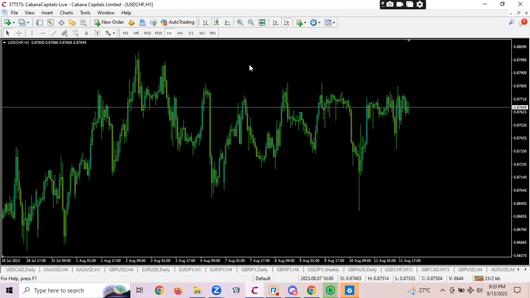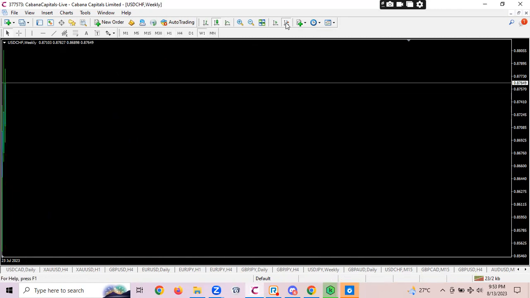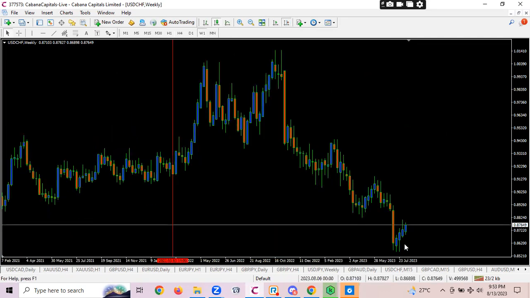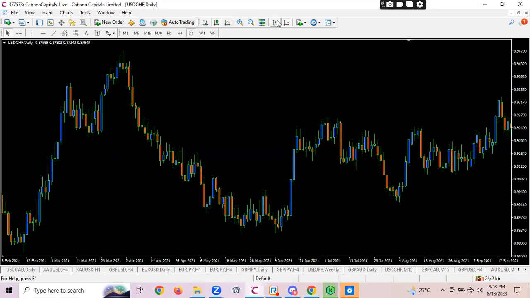So what's my take on USD CHF? Let's start with the weekly. What do we have on the weekly? What we have here is a bullish setup, right? We can't jump in to sell based on the formation we have here. But let's go down to lower time frame, daily. If we can find a resistance on the daily time frame, we might consider selling.